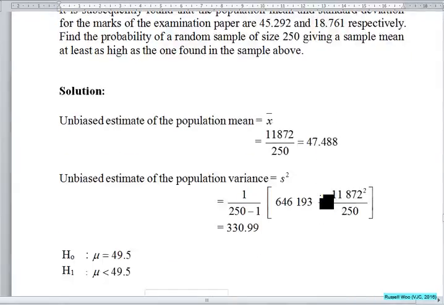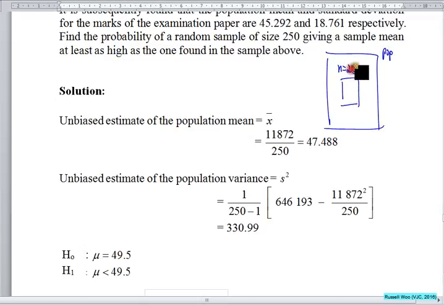Before that, of course, we need to find the unbiased estimate of the population variance, since it is unknown. You are given n is 250, sigma square unknown, so you have to find S square from here. You also have to find the sample mean, 47.48. This one is quite easy, so I don't want to go through it.